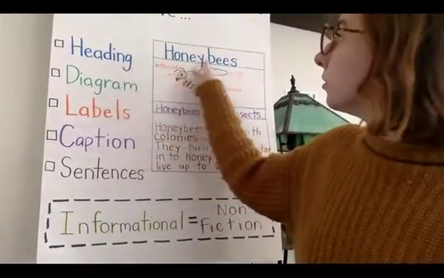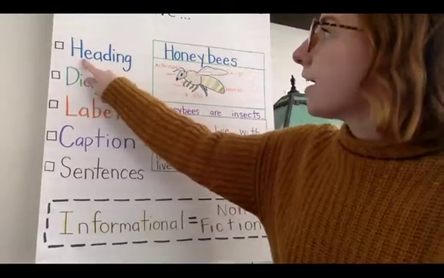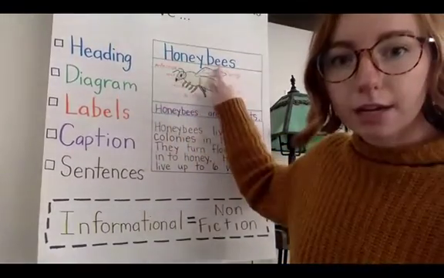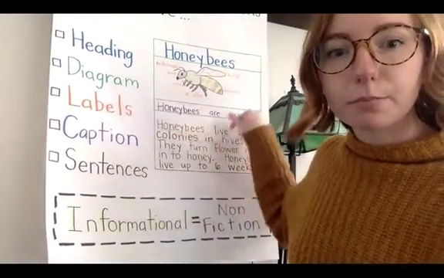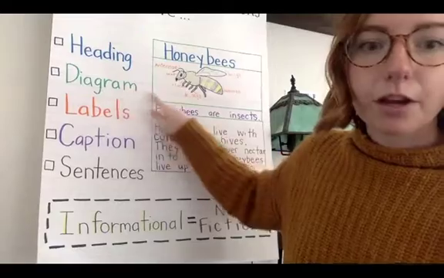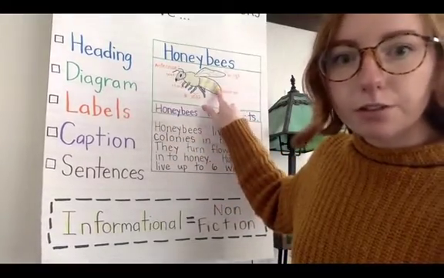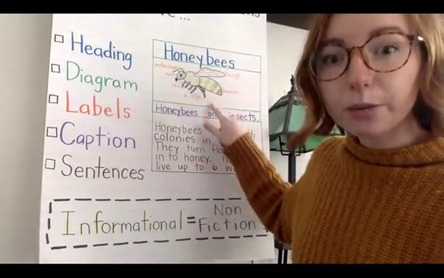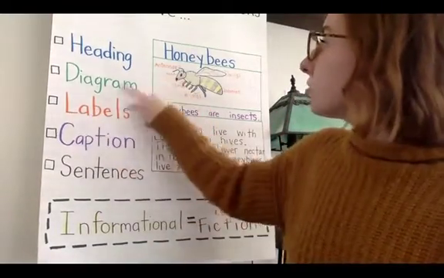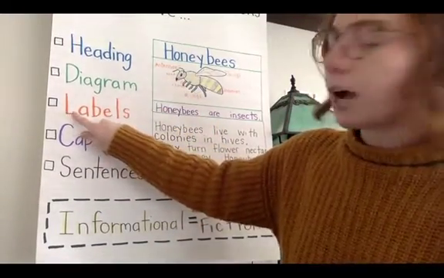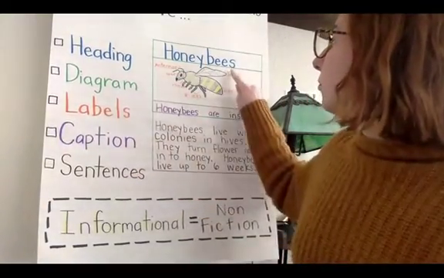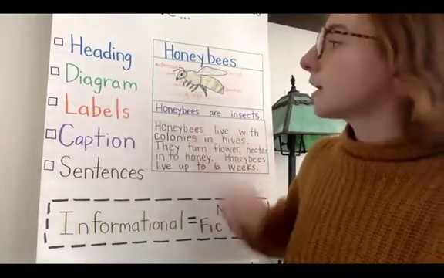In blue, my honeybee book has a heading. The heading is like the title. It says honeybees. It tells me what my book is about. This says diagram. A diagram is a fancy word to say this is a picture. It's a realistic picture of a honeybee. My picture, my diagram, also in orange, has labels. I labeled the parts of my honeybee: wings, abdomen, 6 legs.